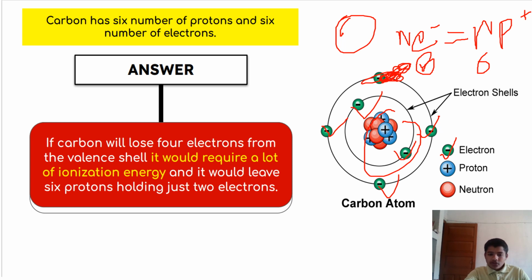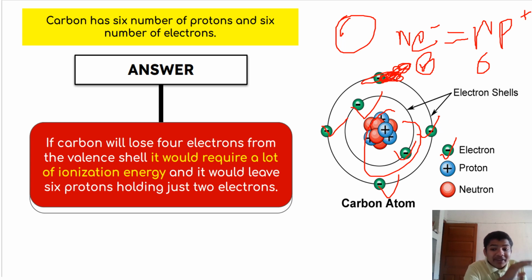If carbon will lose 4 electrons from the valence shell, it would require a lot of ionization energy, right? What I said in NaCl, Na plus: Na has 2, 8, 1 in its outermost shell. It has 1 electron. So to complete its octet, it will require a lot of energy, then you complete 2, 3, 4, 5, 6, 7 and then 8. Means it will require a lot of energy.